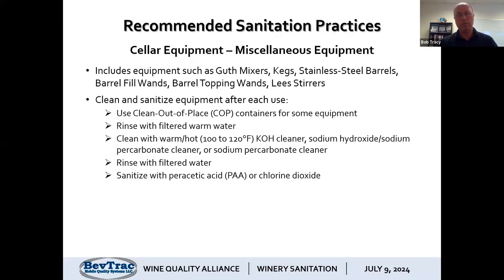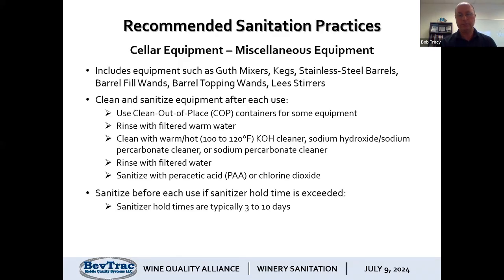For this type of equipment, if you can, try to use a clean out-of-place container or a large sink, or you can actually put them in the cleaner solution. So you want to rinse with filtered water, clean with one of the cleaners, rinse with filtered water, and then sanitize with peracetic acid or chlorine dioxide. Cleaning the inside of them is really the important part.